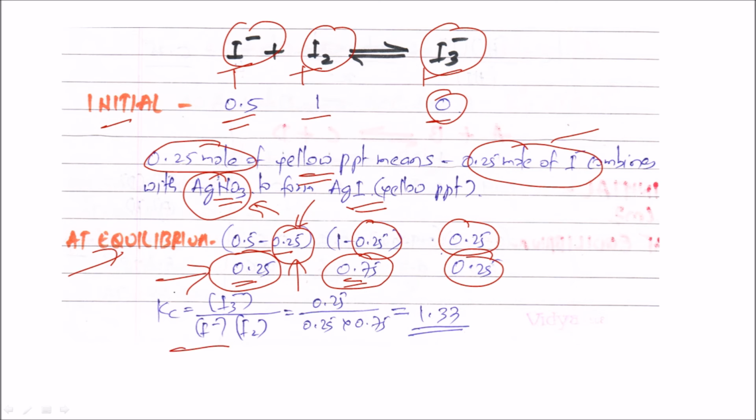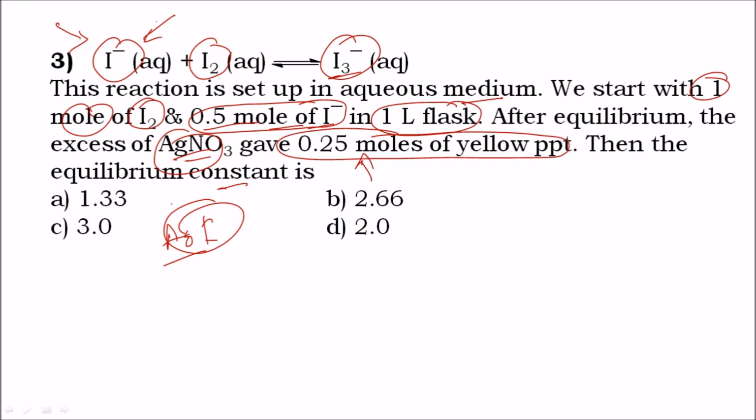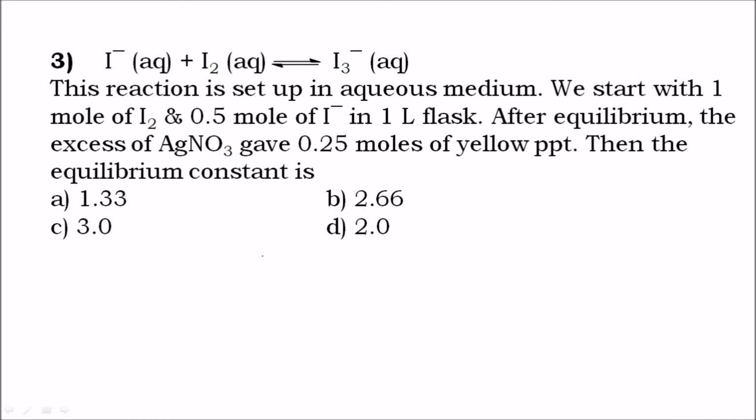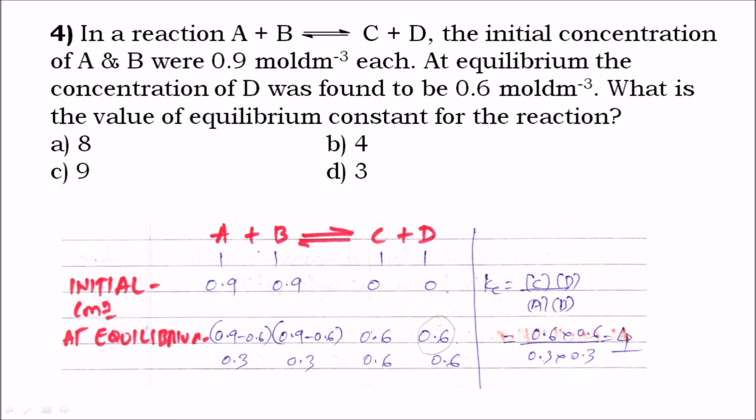Then you can write the expression. Kc is equal to the concentration of I3 minus divided by the concentration of I minus into the concentration of I2. If you substitute the values, 0.25 by 0.25 into 0.75, and simplify, you will get the answer as 1.33. So you can see here the right answer is option A, 1.33. So that's about the third question.